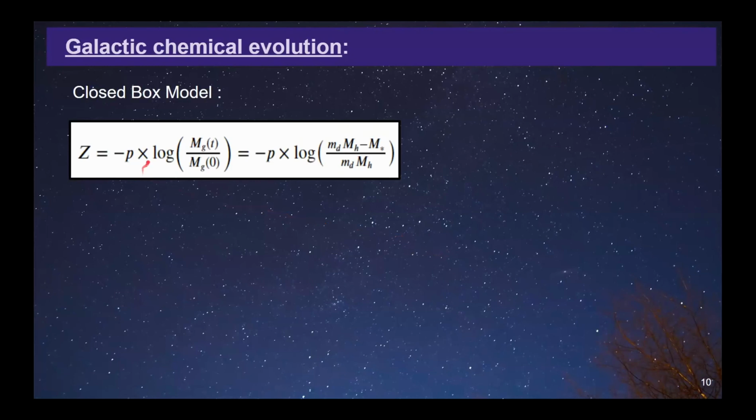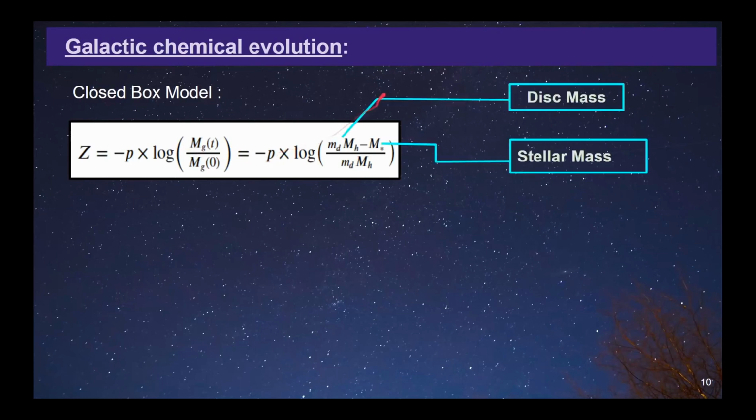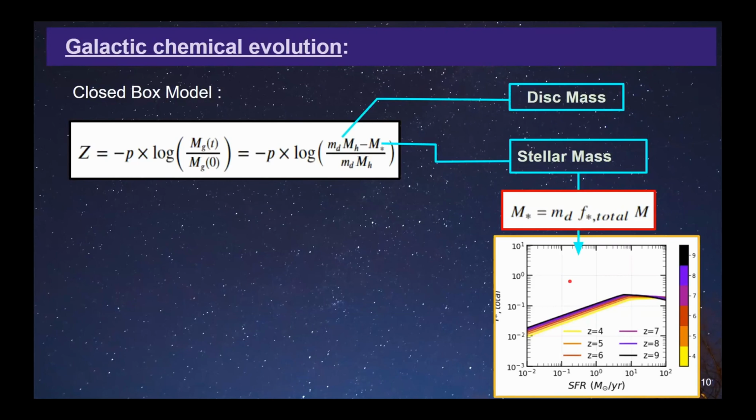We just consider what amount of gas is present at any time in a disk with respect to the amount of gas present initially. So it depends upon your disk mass and stellar mass. And eventually stellar mass is dependent on star formation efficiency, which goes like this.